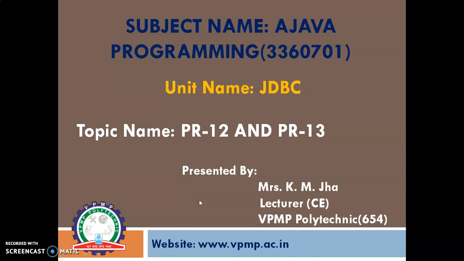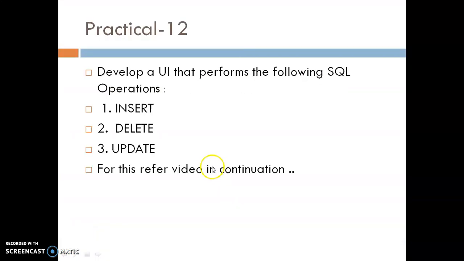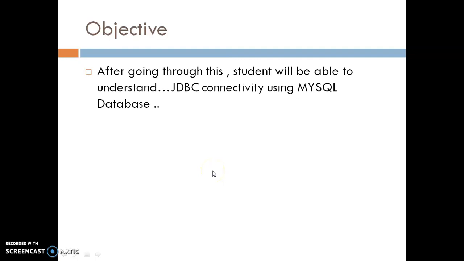Now let us see the objective. After going through this, students would be able to understand how to connect a MySQL database by using JDBC with a Java application. It means how to connect a Java program along with the database. The database that I am using here is MySQL database. It is considered among the type 4 drivers.